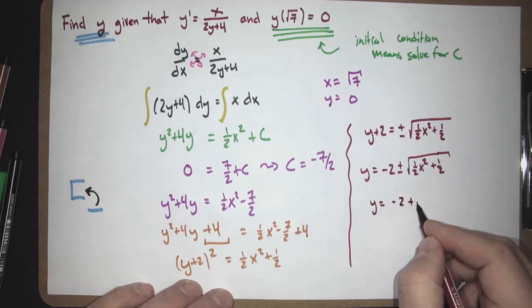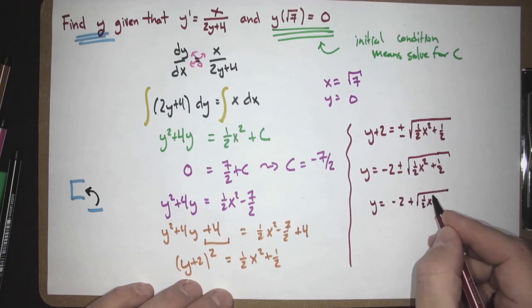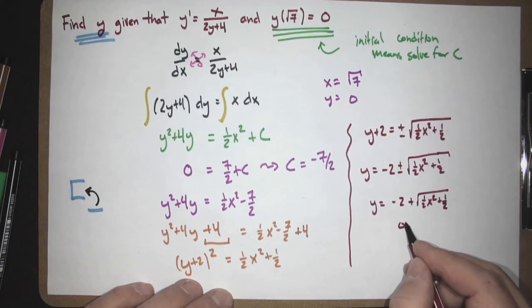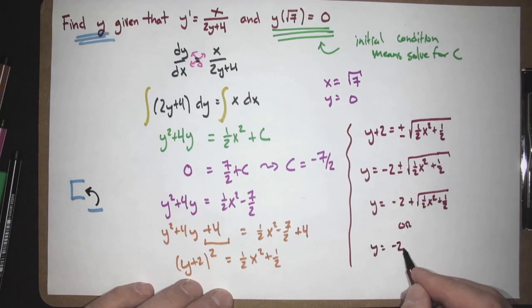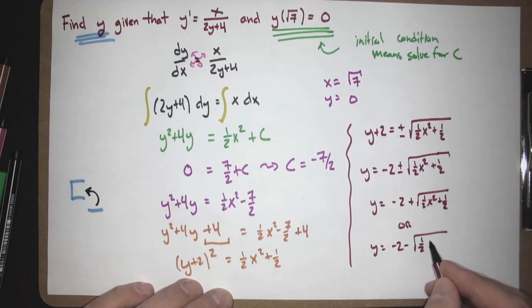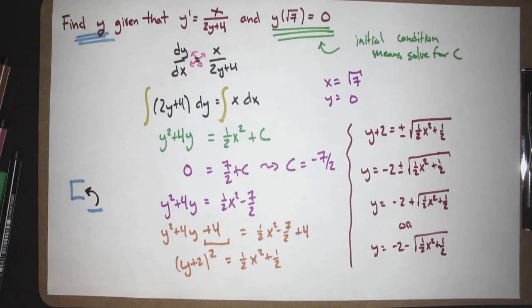Is it the negative 2 plus, or is it the negative 2 minus? Now, one of these is the right answer, one of these is not. Which one is the right answer?